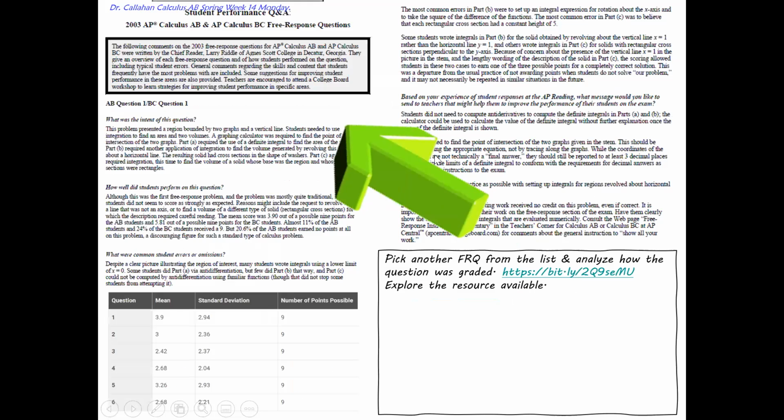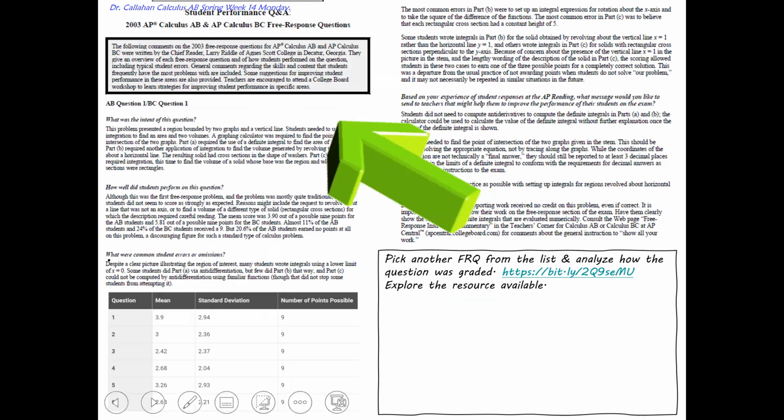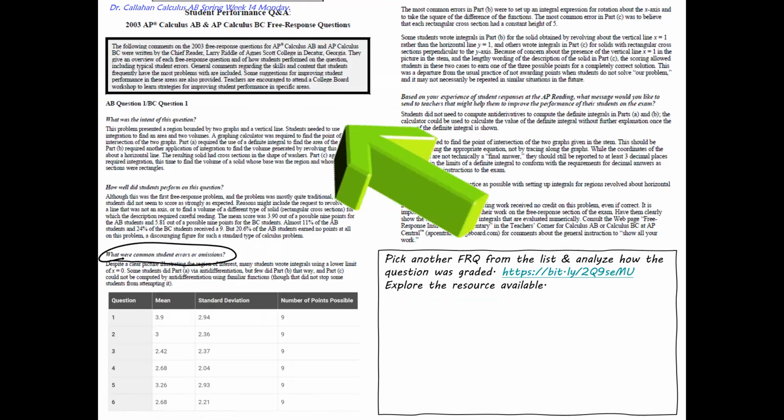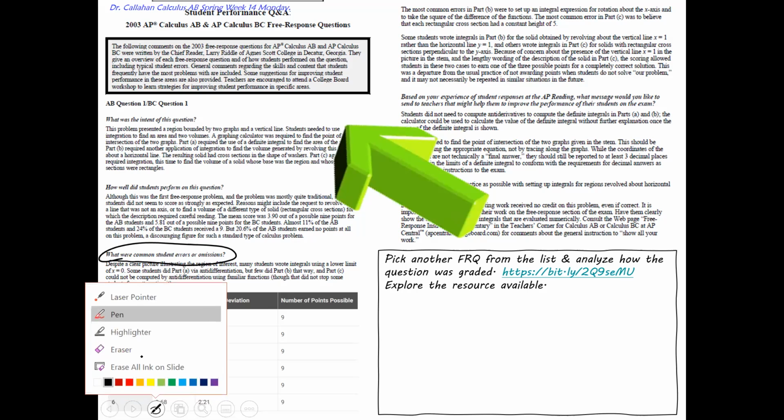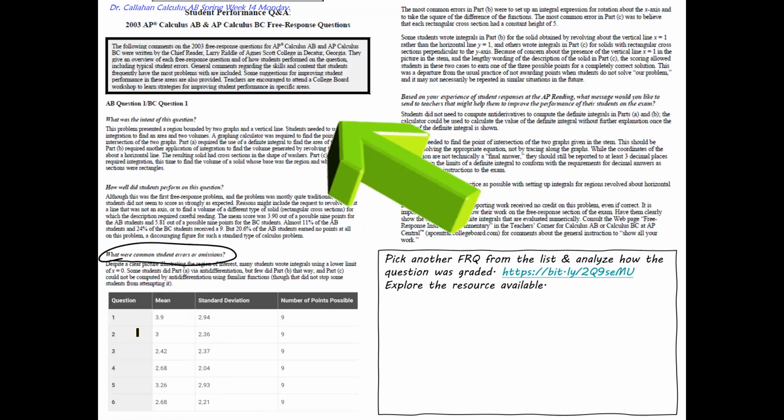Okay, so then next, what I want you to do is take a look at the back of this. This one is the commentary for the AP Calculus exam. It kind of breaks down specific questions, like what was the intent of the question? How well did students perform on the question? What were the common student errors? And this part right here is probably the most important part, so that you can avoid them. Based on the experience of the students' responses, what messaging would you like to send to students that might help improve performance on the exam?